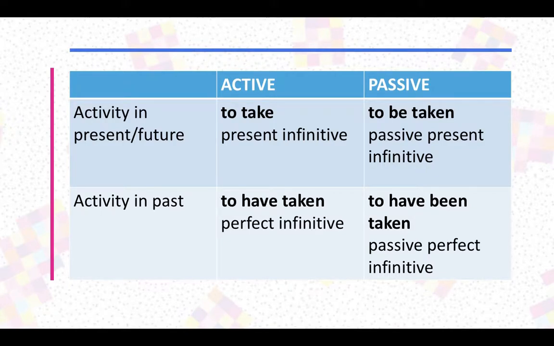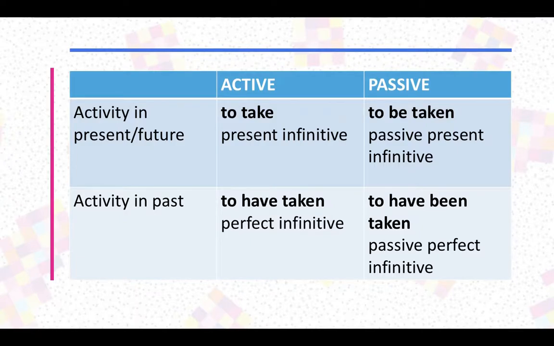With each infinitive, by the way, I've made an example with the verb to take so that you know how to actually form it. Now, if you are dealing with a present or future activity in your subclause, you always look at the first row of the table. If it is past, you need to use the last or the second row.